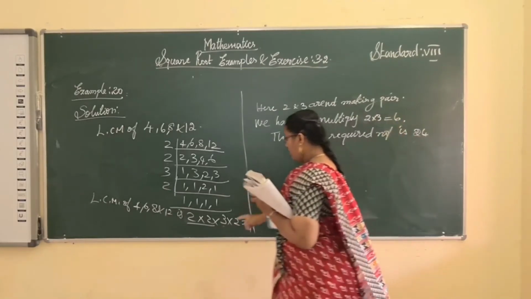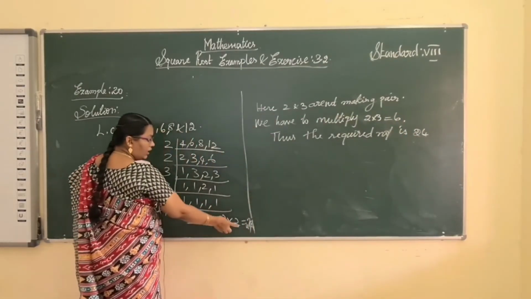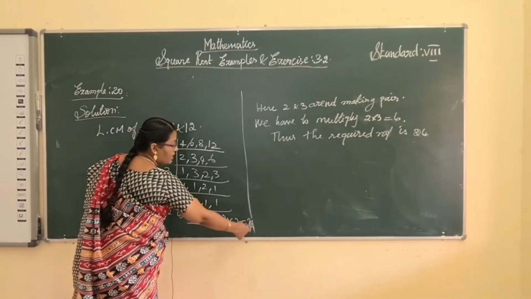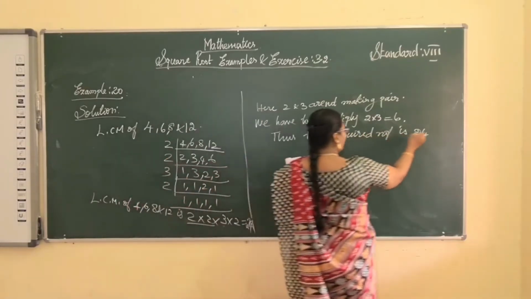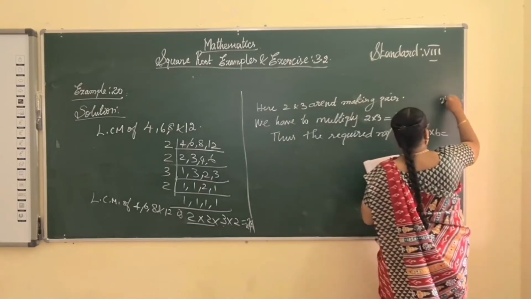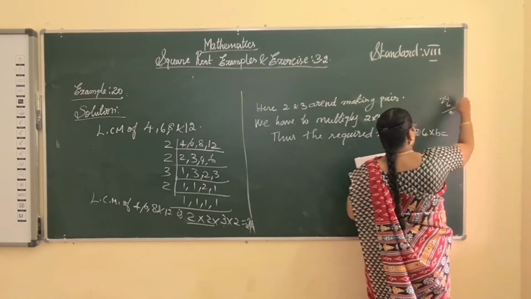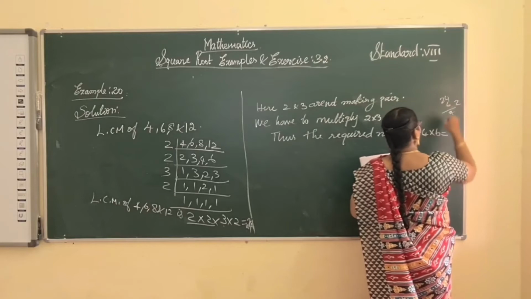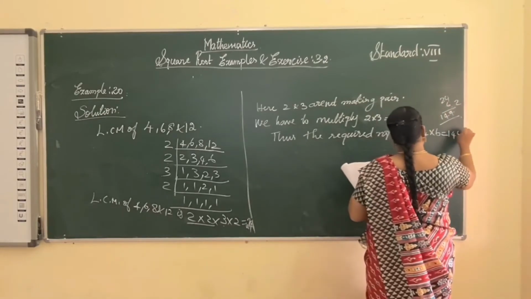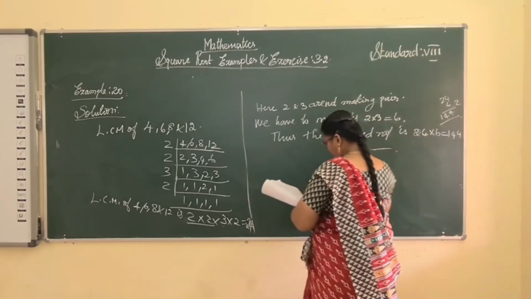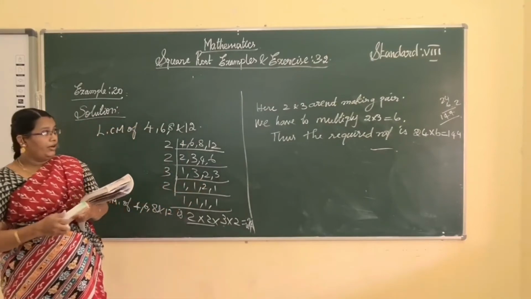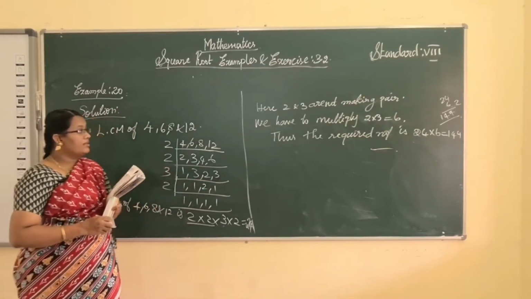Okay, so which numbers here are not having the pair? 3 and 2. So that number you have to multiply in this place. So 24 into 6. What is the value of 24 into 6? 6 4s are 24. Okay, 6 2s are 12. 12 plus 2, 14. So 144. Okay, thus the required number is 144. I hope you understood this concept.